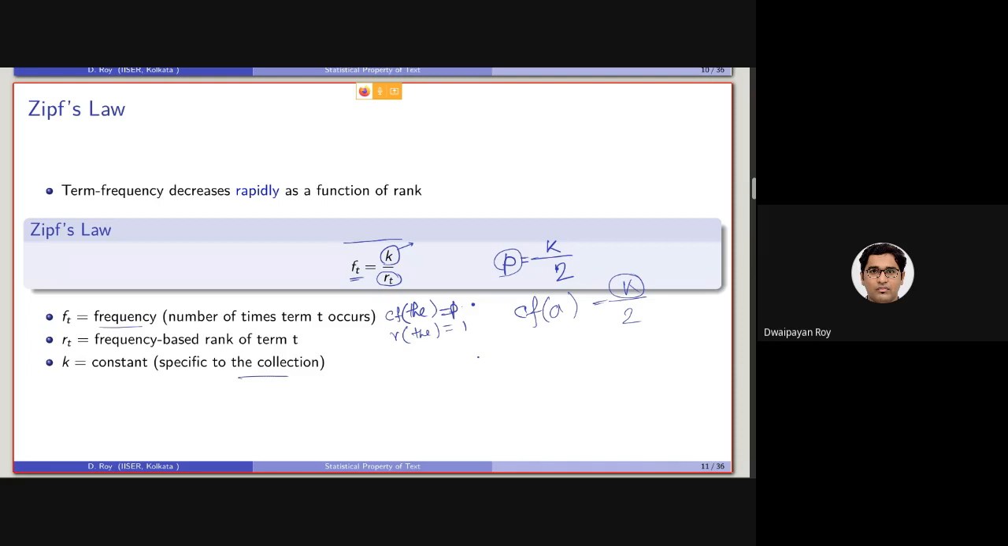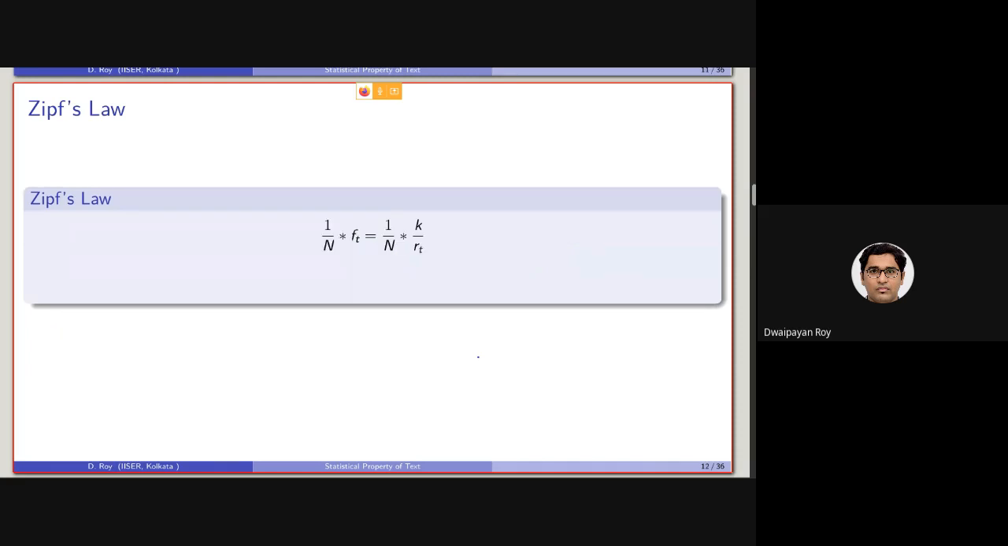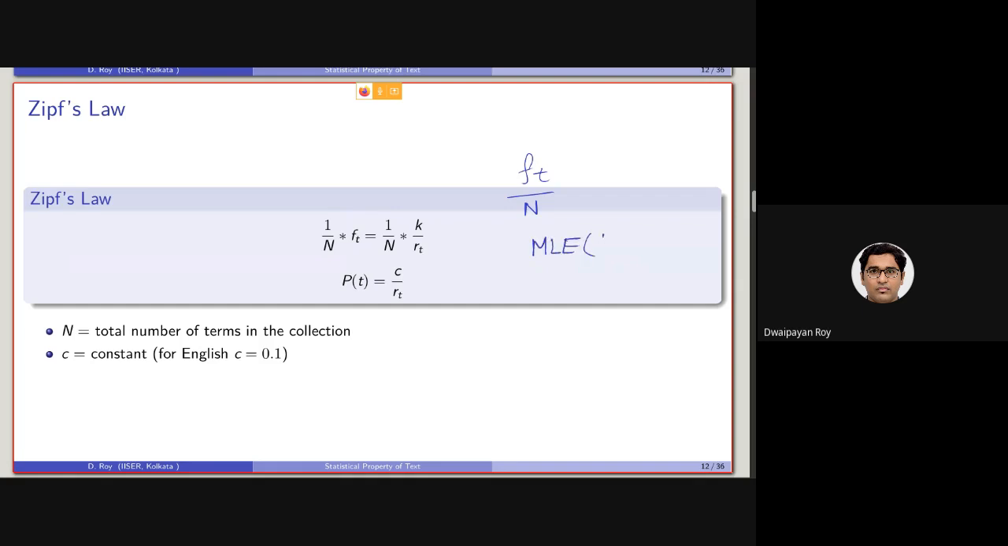Now this can be put more formally using this. So the formula was this: Ft equals K by Rt. Now if I put one by N on both sides, where N is the total number of terms in the collection, what is this? Ft by N is basically the maximum likelihood estimate of the term t in the collection. Again, I'm repeating, N is the total number of words in the collection, and out of them, this is the total number of t in the collection.